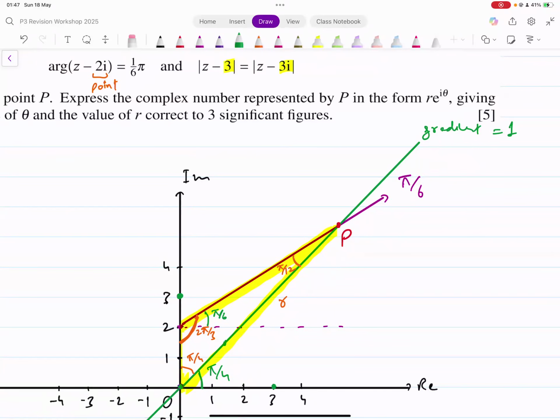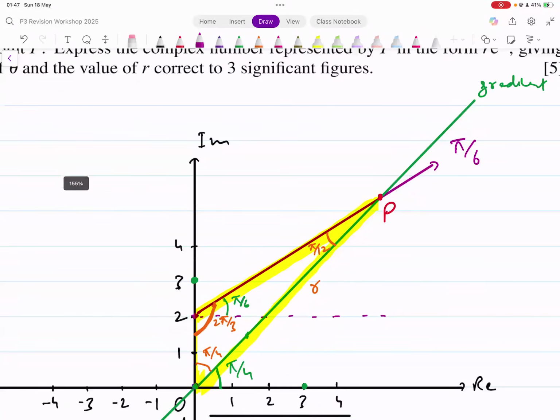Okay. And now we are supposed to represent this number P in the form r e raised to power iota theta. How can we do that? We have to find the modulus of this number and the argument of this number. What's the modulus going to be? Let's figure out the angles.